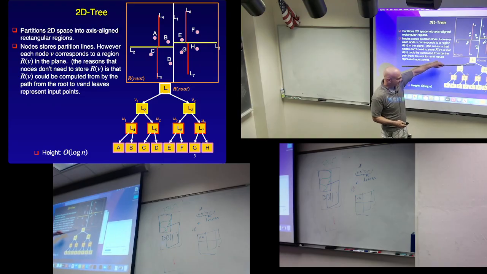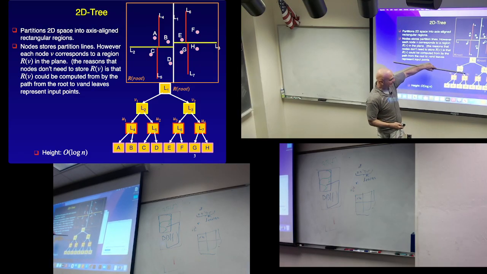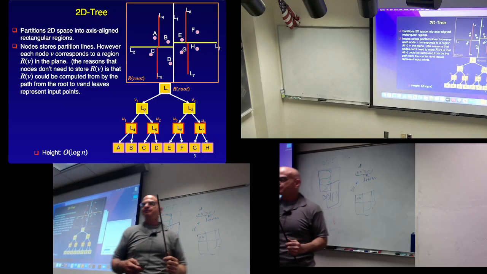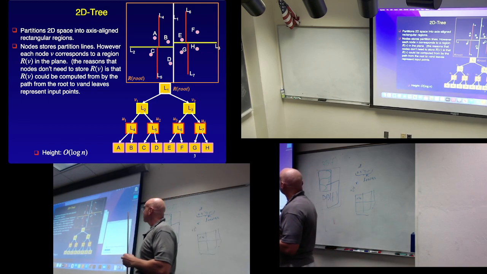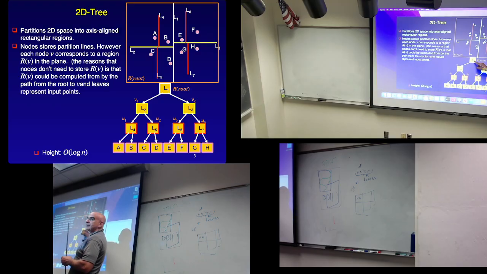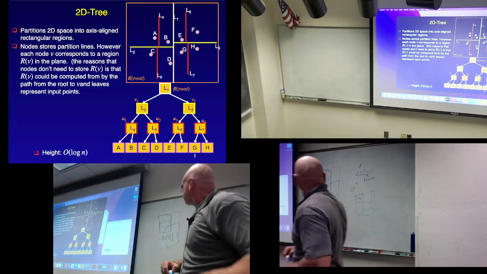And I'll understand if this number corresponds to a vertical line or a horizontal line based on, I know that I first split by x, then I'll split by y, then I'll split by x, then I'll split by y, and so on. So I know how to understand this number. So that's what a node needs to store. Now, let's separate it from the region that a node corresponds to. A node corresponds to a region, just like in the quad tree.